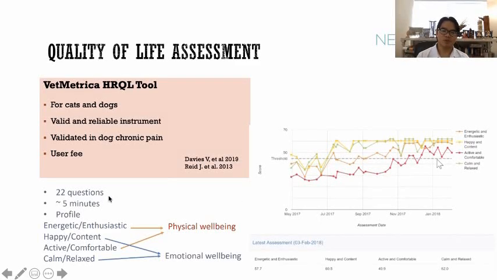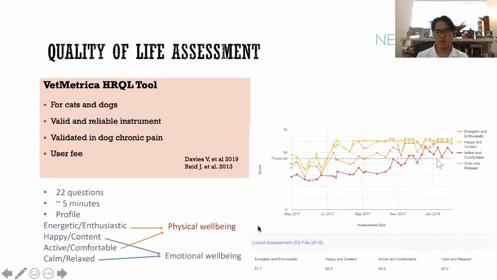So they're going to have 22 questions. It lasts about 5 minutes to finish the questions. It basically asks about 2 main areas: physical well-being, which is the energy and enthusiasm of the patient, and the active and comfortable level of the patient. The second area that it assesses is emotional well-being, which is how happy the dog is, how content it is, and how calm and relaxed the patient is.